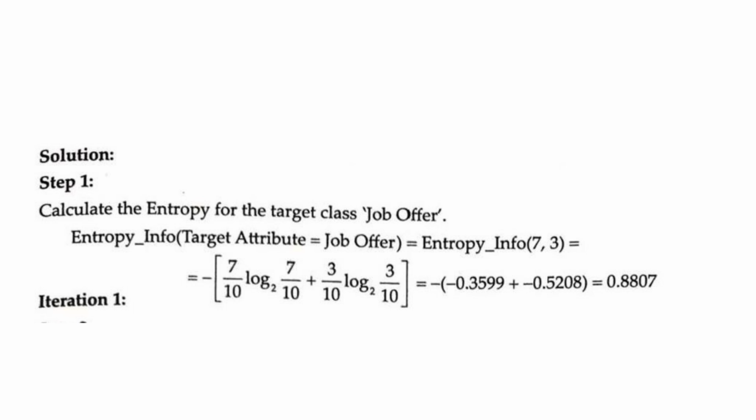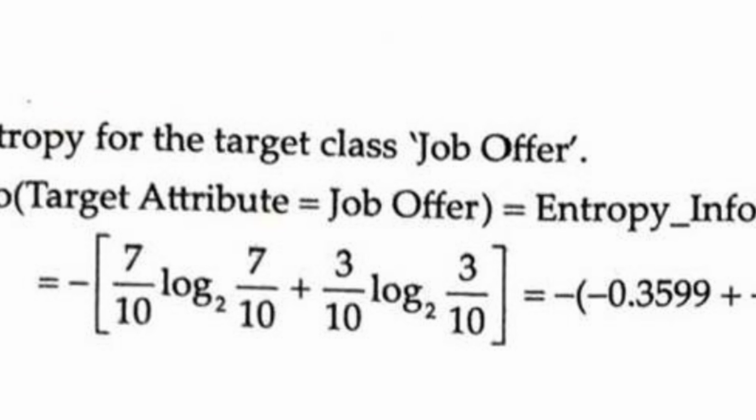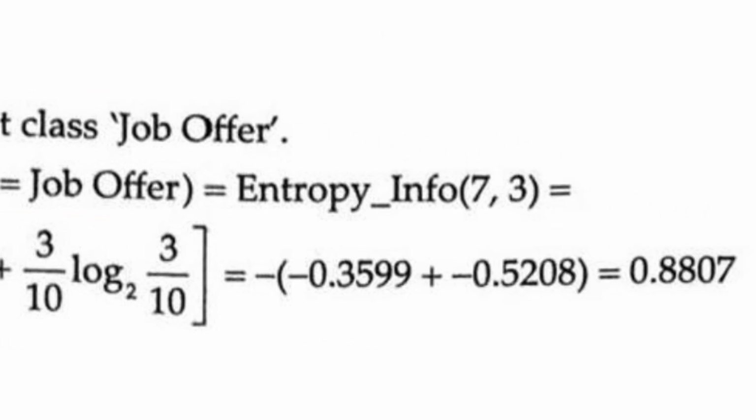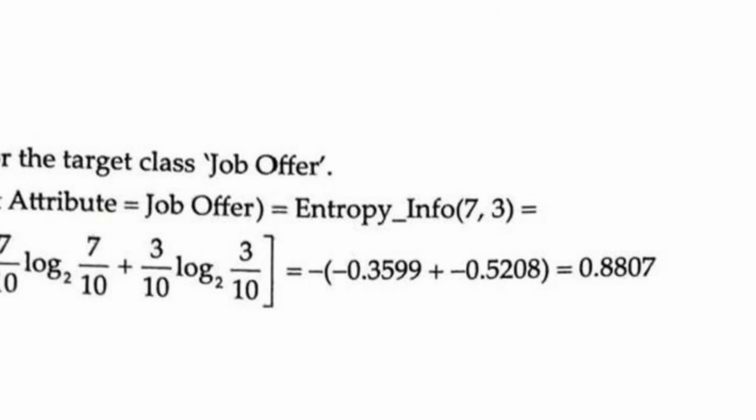The first step is to compute the entropy of the target attribute, that is, the job offer. There are 7 positive and 3 negative. Entropy is minus 7 by 10 log 2 7 by 10 plus 3 by 10 into log 2 3 by 10. Using log base 2, you will get the final answer as 0.8807. This is the entropy of the target.